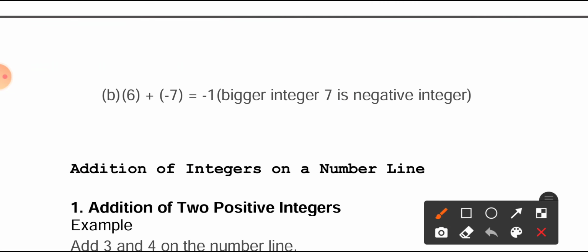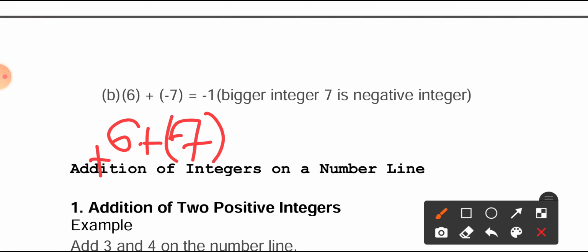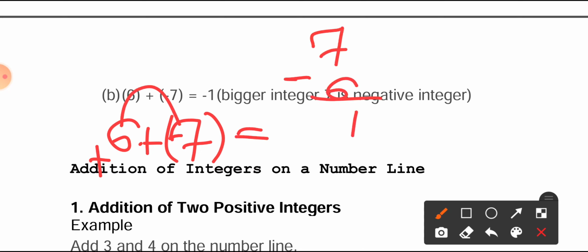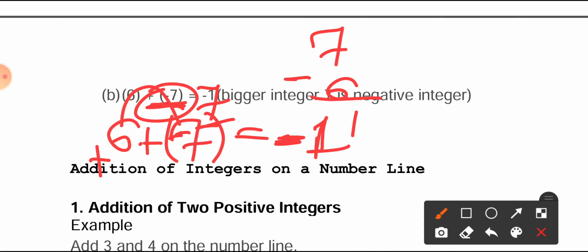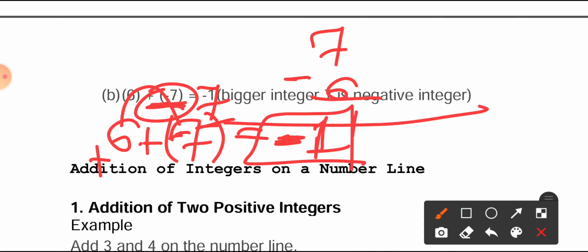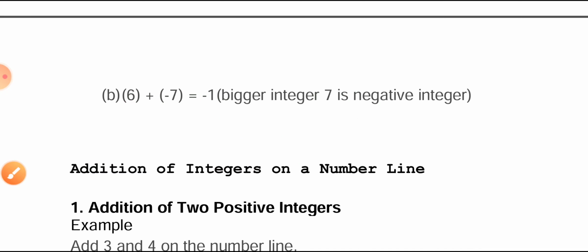Second case, you can see that here 6 is given positive and 7 is given negative, and we have to add both, one positive and one negative integer. In this condition also you have to subtract the smaller from the bigger number. So 7 minus 6, 1. But we have to see the sign of the bigger number. Your bigger number is 7 and its sign is minus. So in the answer you have to put the sign of minus. So the bigger integer is a negative integer, so the sign will be minus, meaning the answer will be -1 here.